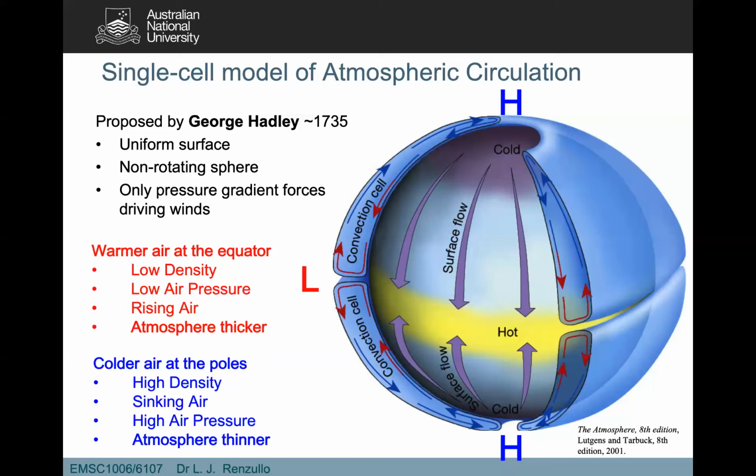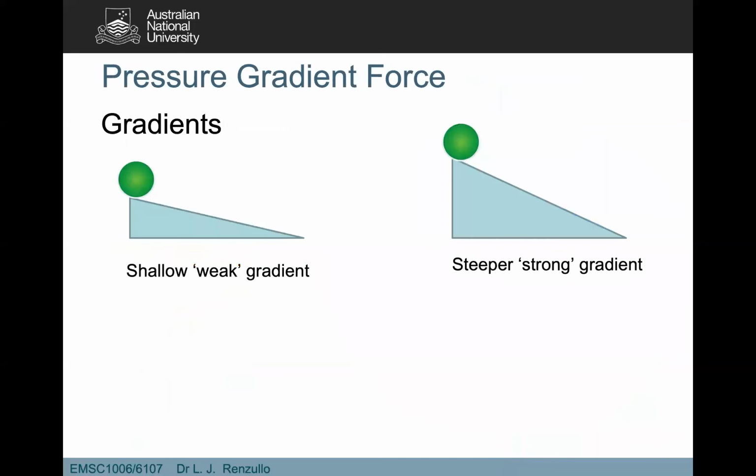We also display here this idea of the surface flow going from the poles to the equator. Where does this flow come from? So we'll just pause and step back. I hope that you understand the idea of gradients.